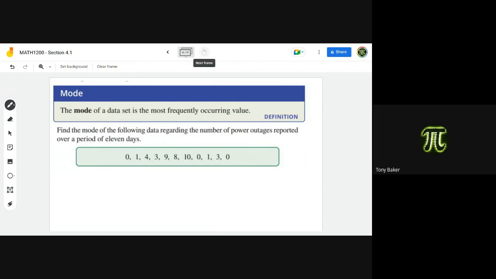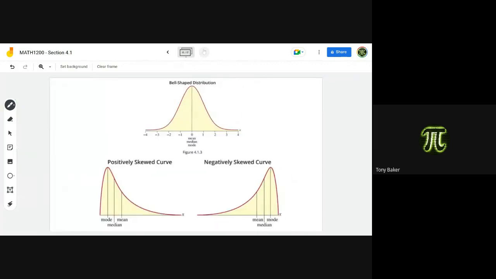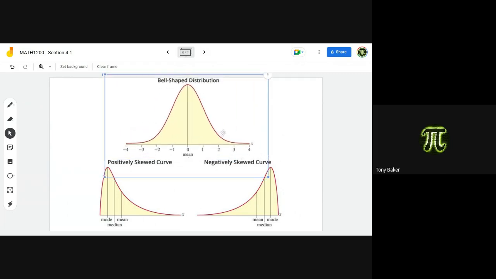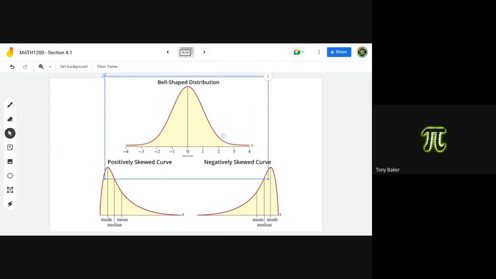Any questions with mode? Good. Those are the easy ones. All right. Now let's actually look at how this stuff relates to each other. This is the curve you're going to start having nightmares about. You're going to see this curve so many times.